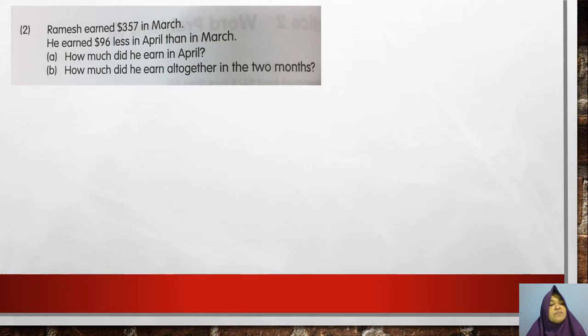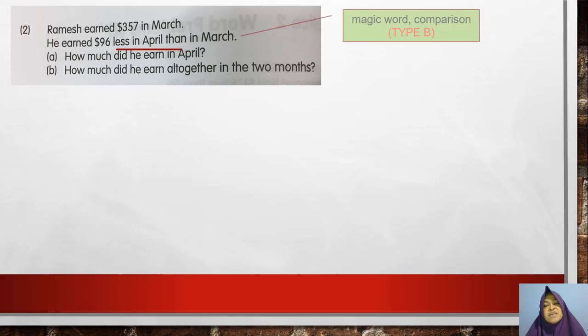Okay, number 2. Ramesh earned $357 in March. He earned $96 less in April than in March. A: how much did he earn in April? B: how much did he earn altogether in 2 months? Remember, you read the first sentence, and then the second sentence. He earned less in April than, so magic word and comparison. It will be type B. So A will be type B.